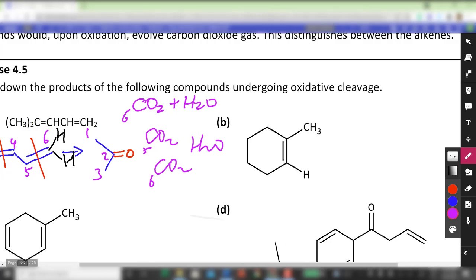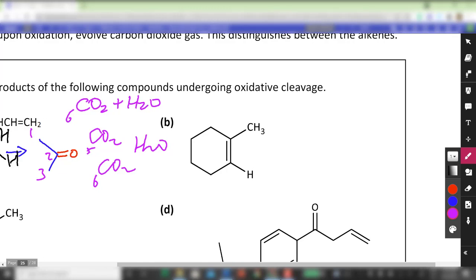The next thing I'm going to do is part B. Again, same thing, I'm going to number the carbon. Numbering carbon doesn't mean I have to number every single carbon. All I need to do is just to number the key carbon. So carbon 1, 2, 3, 4, 5, 6.